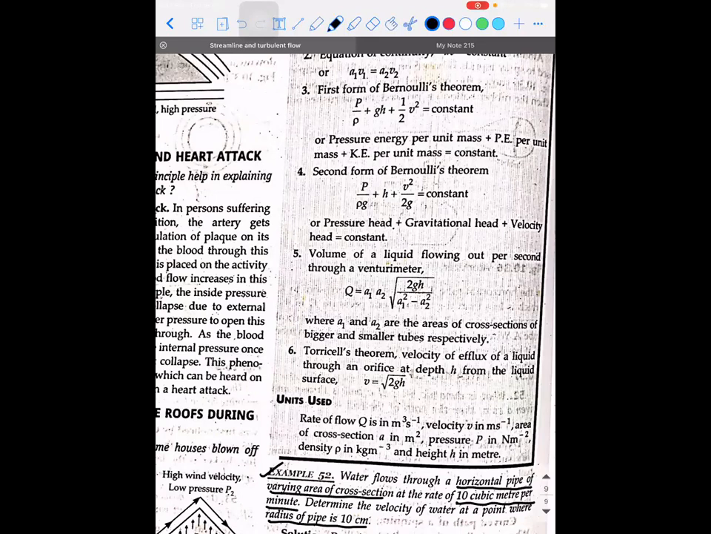So how to do, guys? Can someone tell me? So what are the given data? They have given the rate of flow of liquid. Rate of flow of liquid is given by what formula?